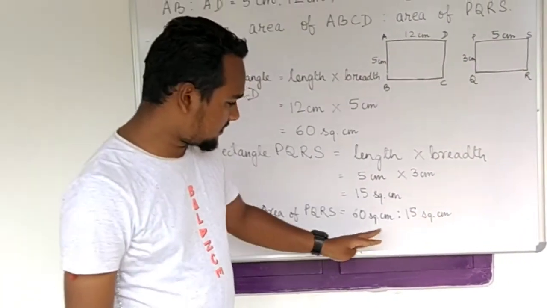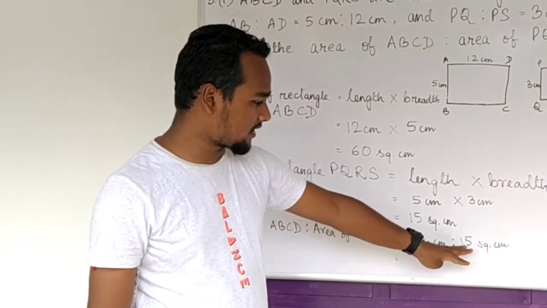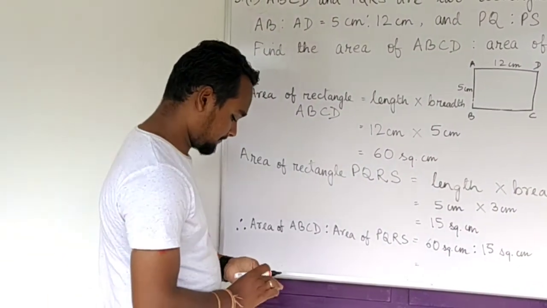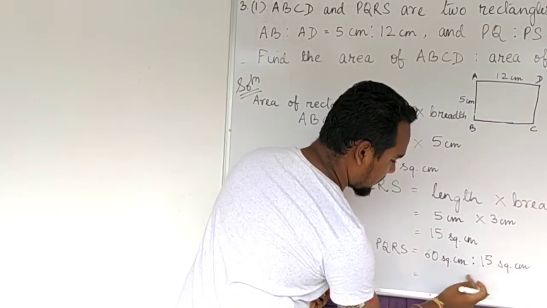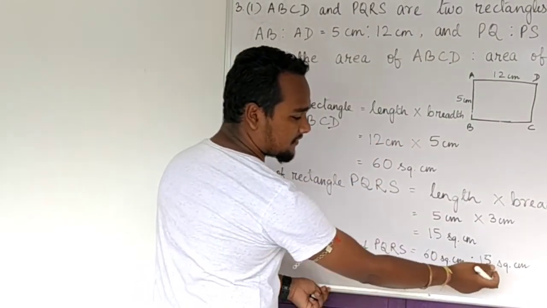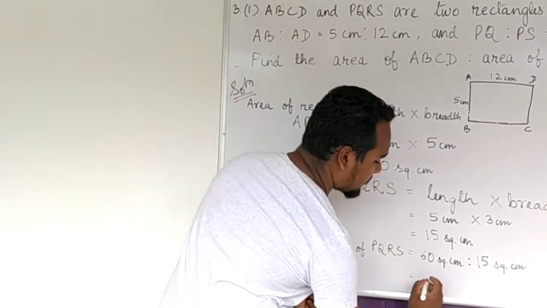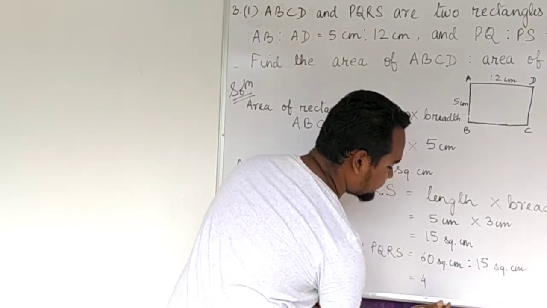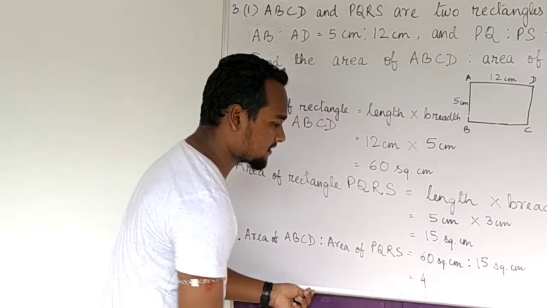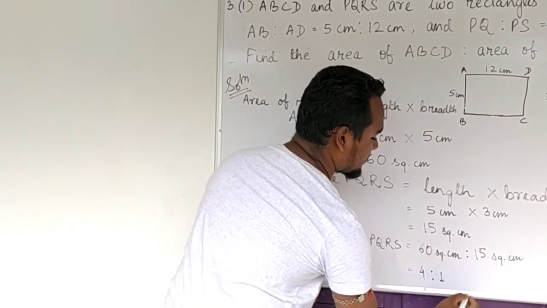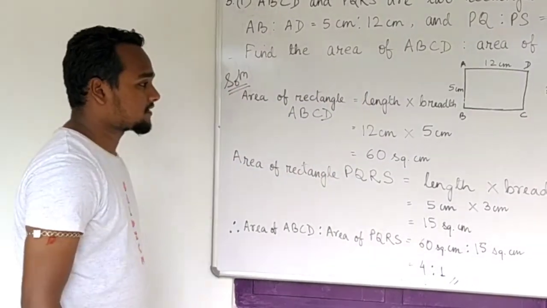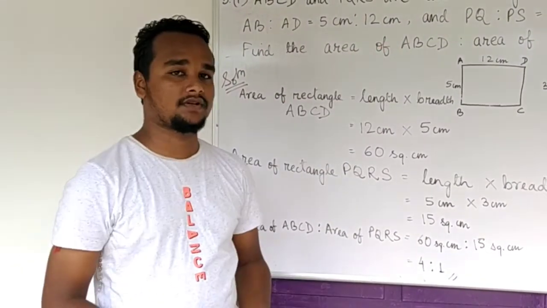What can I do? I can cancel it out and reduce it to its lowest term. So 15 into 1 is 15 and 15 into 4 is 60. 15 and 15 will get cancelled from both. Here what will be the remaining one? 4, and here only 1 will remain. So this is your answer to this question.